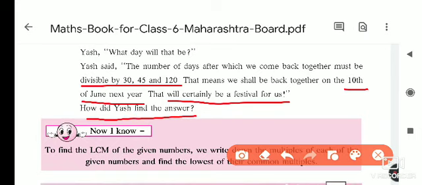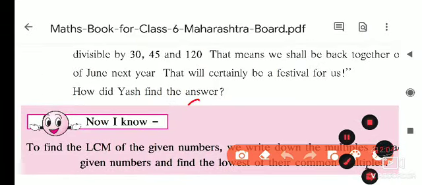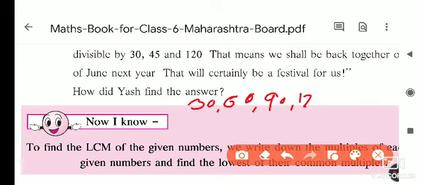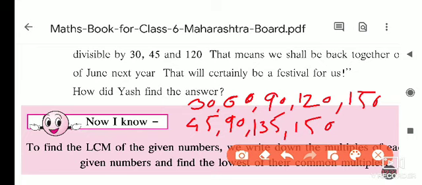So how did Yash find that answer? For that he found the multiples of 30: 30, 60, then 90, then 120. Now multiples of 45: 45, then 90, then next. In that way, multiples of 120: 120, then 240. In that way he found all the multiples of 30, 45 and 120, and which was the first common multiple.